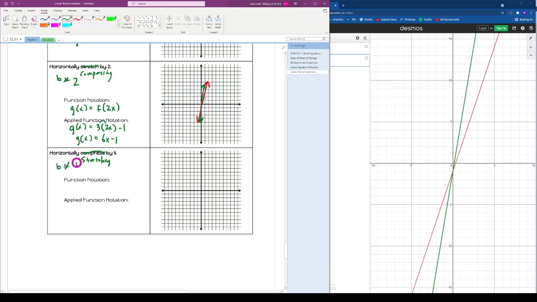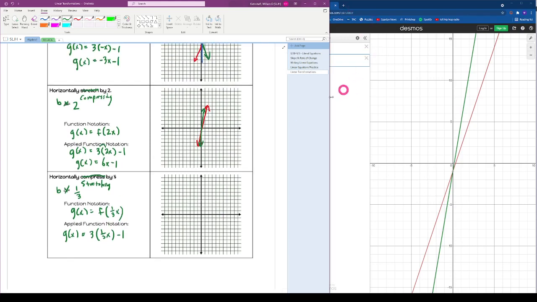So now we're going to do b equals 1/3. It's going to give us g of x equals f of 1/3 x, or x over 3, but I write it as 1/3 x. G of x equals 3, and then remember we're replacing our input, our x, with 1/3 x, and then we had minus 1. So I'm just doing 3x minus 1, but replacing x with 1/3 x.